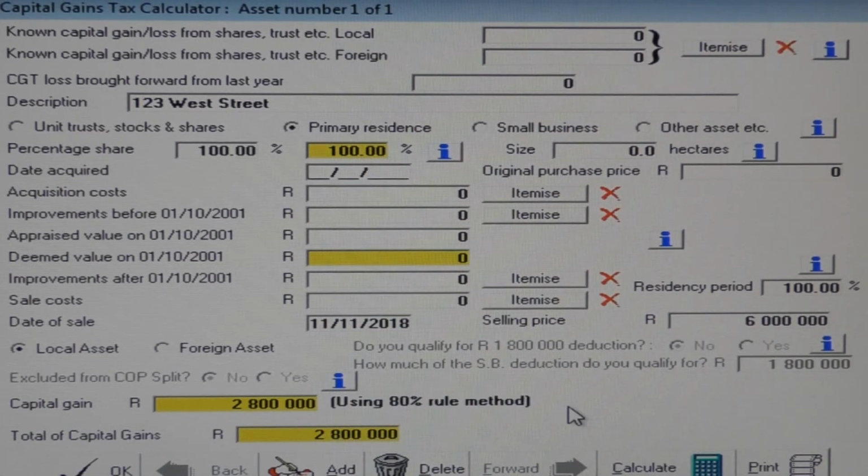There is one other method SARS uses to determine the base cost in cases where you cannot prove when you acquired the asset or what you paid for it. If we remove the purchase date and the purchase price, then you will see that SARS uses the 80% 20% method, which means that SARS uses 20% of the proceeds as the base cost. In this case, 20% of the 6 million rand proceeds is 1.2 million. 6 million less 1.2 million base cost is 4.8 million profit, less the 2 million rand primary residence exemption means a gain of 2.8 million. I want to point out that the 20% 80% rule is very expensive and you want to avoid having to use this method if possible.